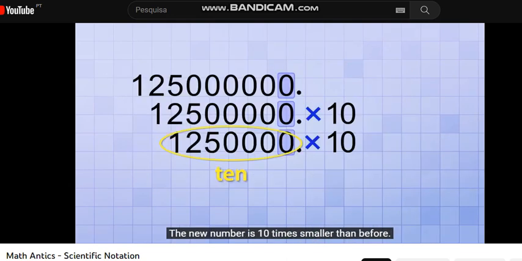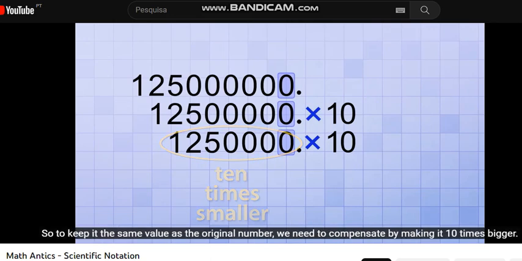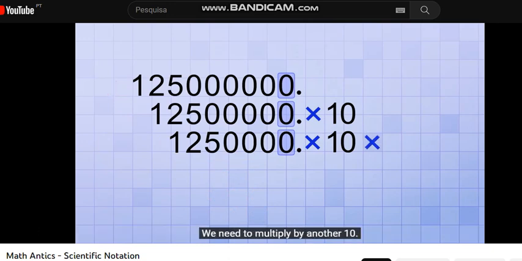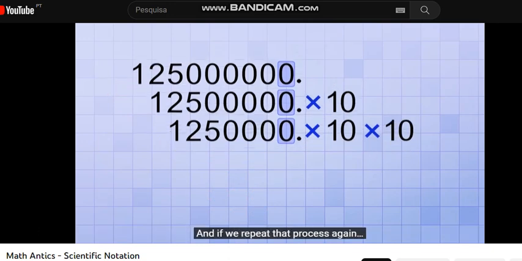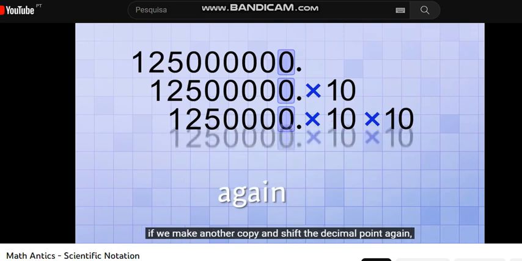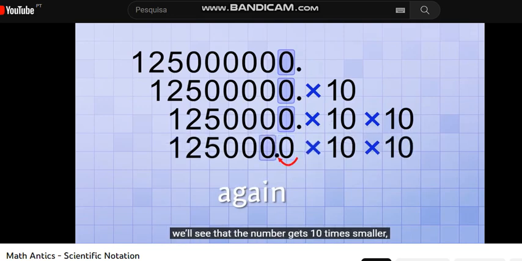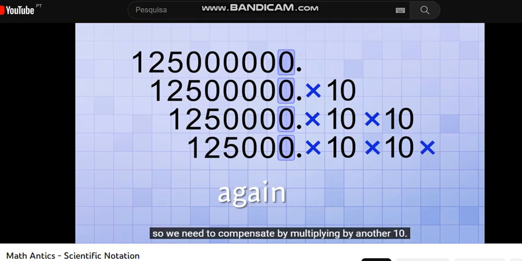The new number is 10 times smaller than before. So to keep it the same value as the original number, we need to compensate by making it 10 times bigger. We need to multiply by another 10. And if we repeat that process again, if we make another copy and shift the decimal point again, we'll see that the number gets 10 times smaller. So we need to compensate by multiplying by another 10.